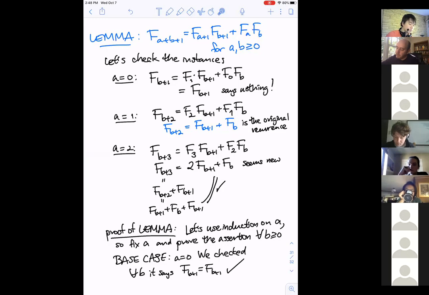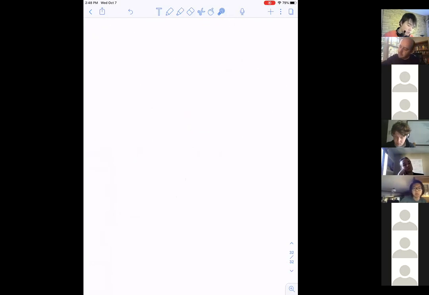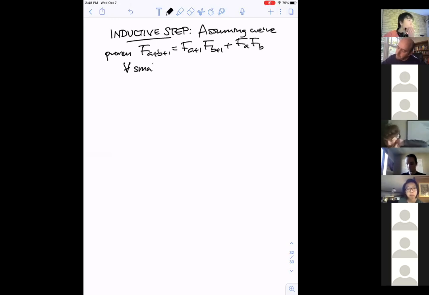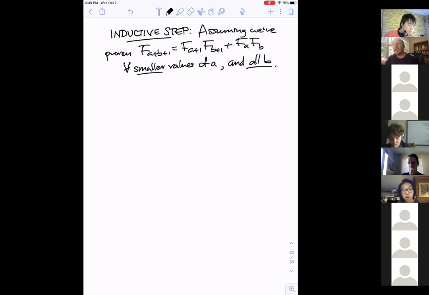And if we want, we could say, all right, we also checked beyond the base case by 1 and beyond the base case by 2. But let's just jump now to the inductive step. So what are we assuming? Let's be clear. We're assuming we've proven this recurrence F(A+B+1) is F(A+1)F(B+1) plus F(A)F(B) for all smaller values of A and all values of B. Okay, so for each fixed smaller value of A and all values of B, it's been proven.